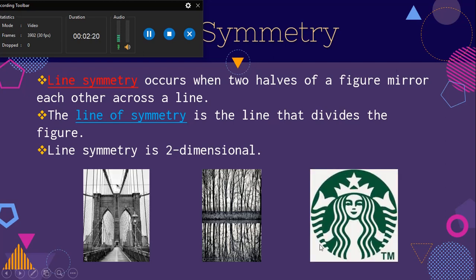In our third picture, we have the Starbucks logo. Ignore the little TM trademark. We're just going to look at the logo. If you drew a line of symmetry vertically, starting at the top of the logo, right through the star, and then through the image, the left side and the right side would be identical. So we would have a vertical line of symmetry.